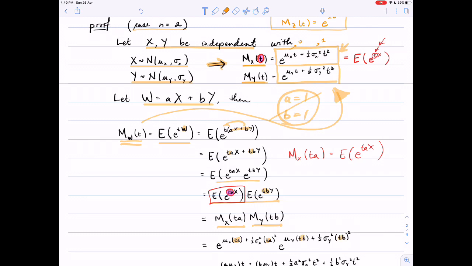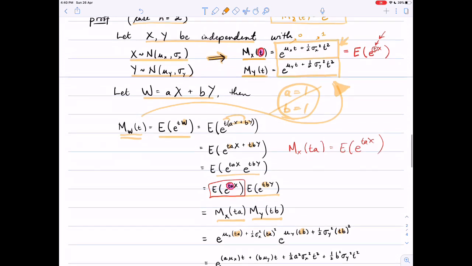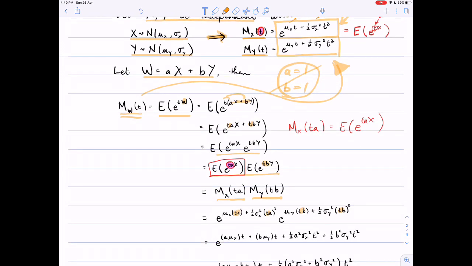So there are the moment generating functions, and now it is just a matter of cleaning up a little bit. If we clean that up, we can take the a out and put it in front of the mu, so it's a mu sub X. We can bring this guy in. The law of exponents, we have the same base, so we're adding the whole exponent together. We have tb, I can bring the b in front of the mu sub Y, so b mu sub Y times t. Same thing here, I can distribute the square and bring the a squared in front, so 1/2 a squared sigma squared sub X times t squared. Same thing here, so I get 1/2 b squared sigma squared sub Y t squared.